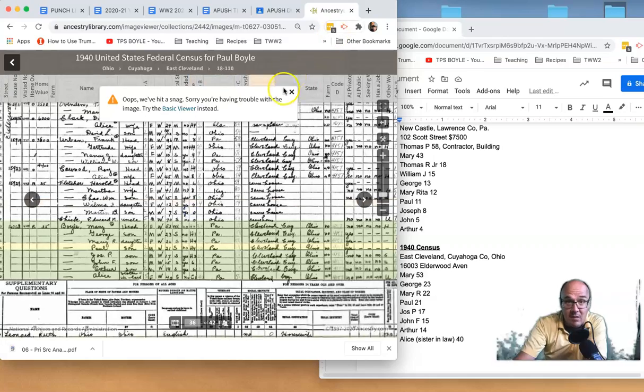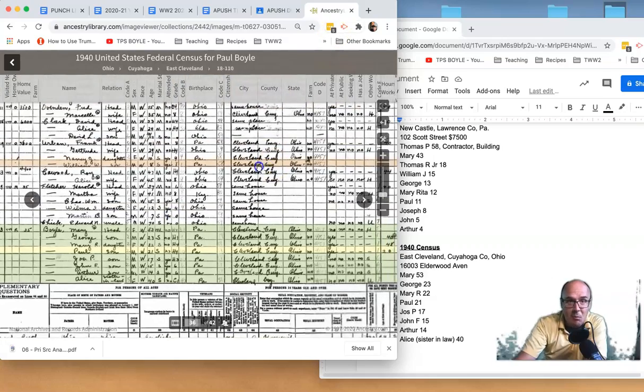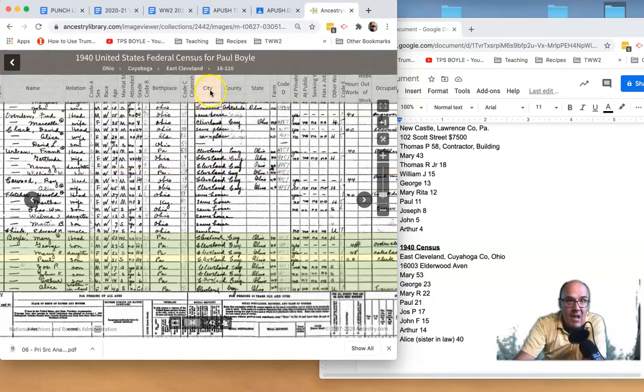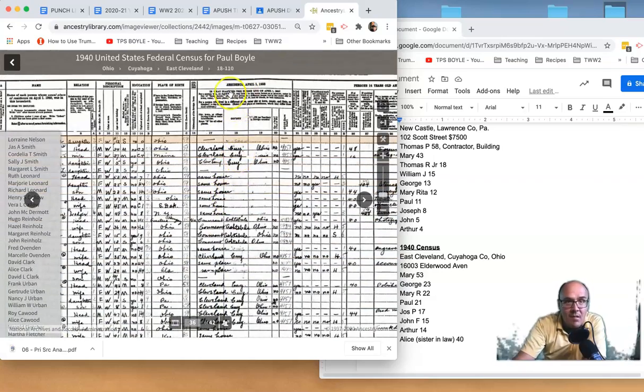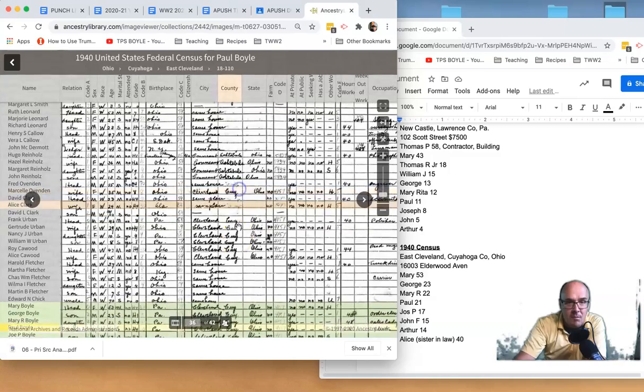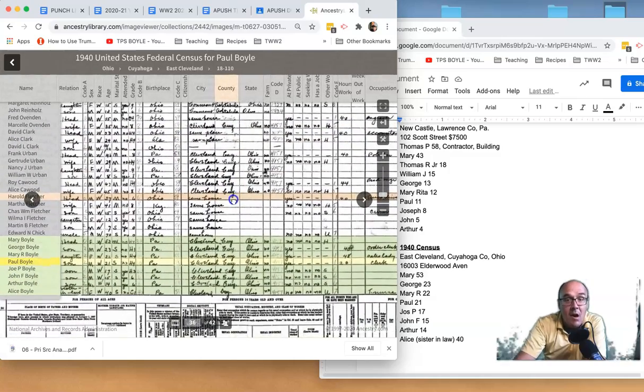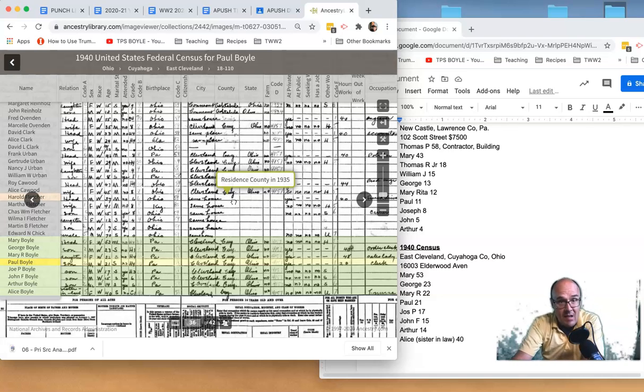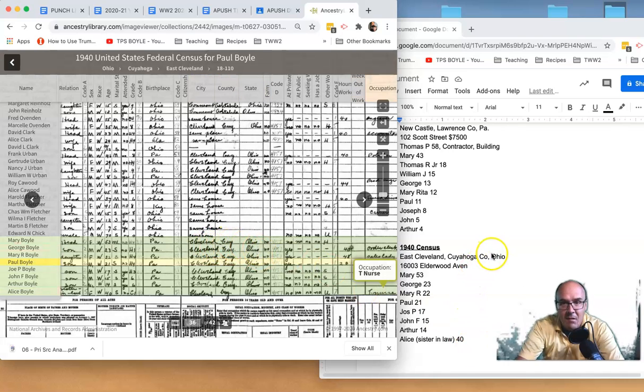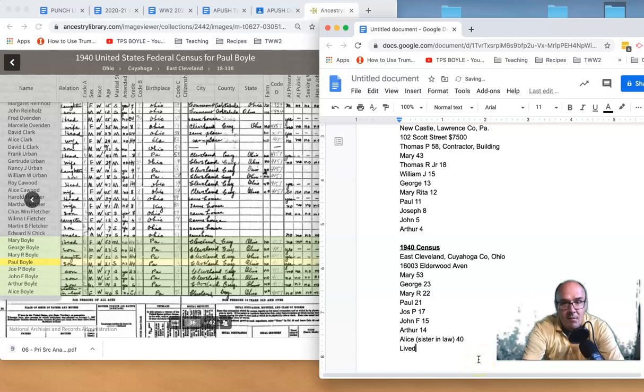Now, here's the thing that's really interesting in the 1940 census. They asked a question up top here: Residence April 1st, 1935, because so many people moved during the Great Depression. They want to know, in between the two censuses, at the 5-year mark, where were people? And it turns out they were at a different place, okay? They were in Cleveland instead of East Cleveland, also in Cuyahoga County. So I'm going to make a note down here, lived at different place in Cleveland, 1935.